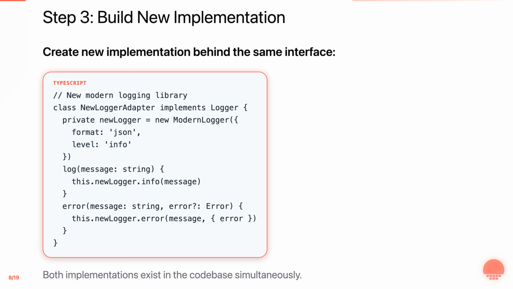Here's where it gets powerful. Add a feature flag that controls which adapter gets used. One line of config, and you're routing 1% of production traffic through the new logger, maybe just internal users or a single low-risk customer. Monitor for a day. Everything looks good?